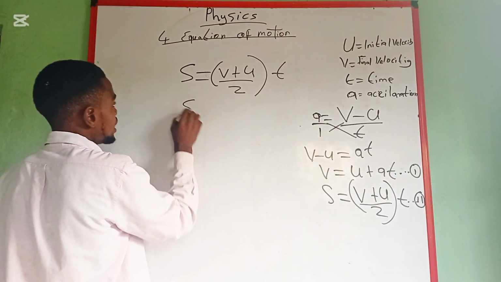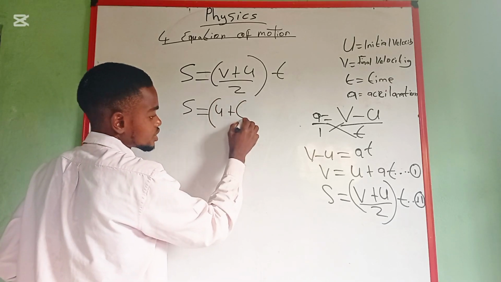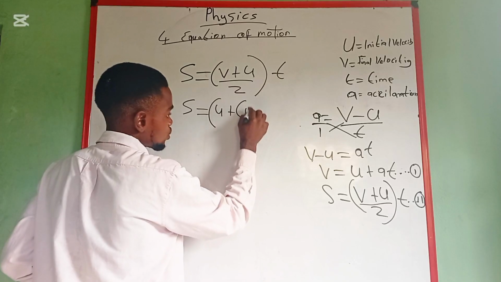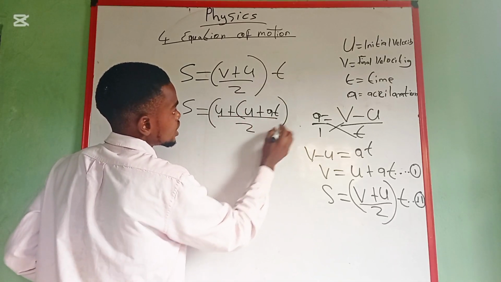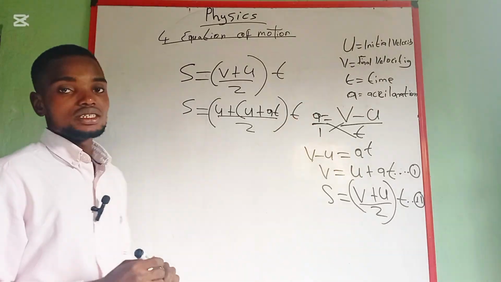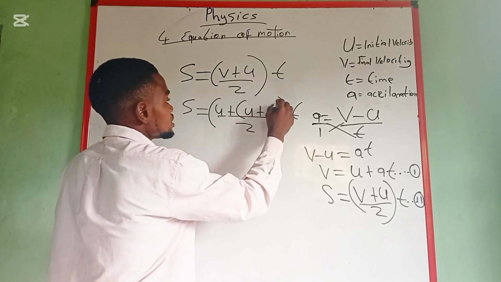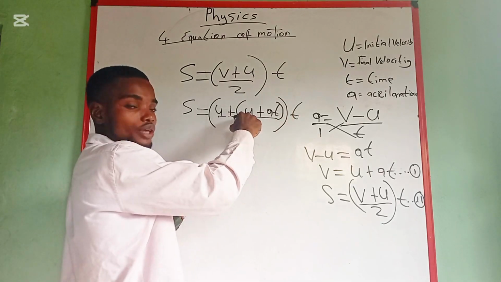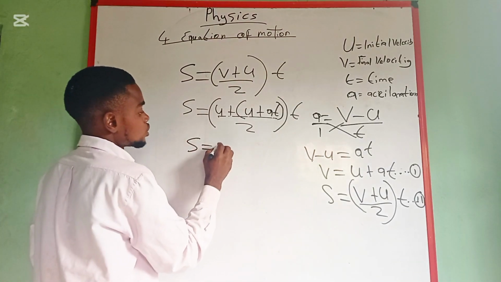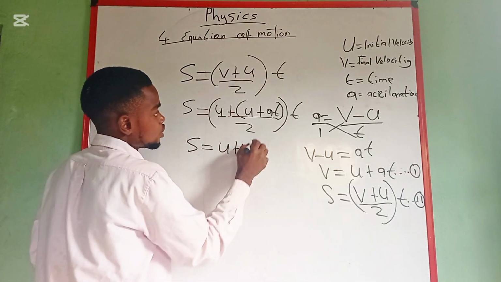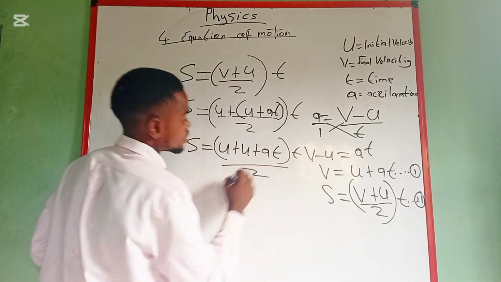So I'm going to do that. I'm going to have what? s is equal to bracket u plus bracket, the v now is going to be what? u plus at, all over 2, and I'll multiply by what? By t. Right. So since this plus is going to open this inner bracket, I'm going to have plus multiplied by u, going to give us plus u, plus multiplied by at, going to give us plus at. We're going to have s is equal to what? u plus at all over 2, bracket t.